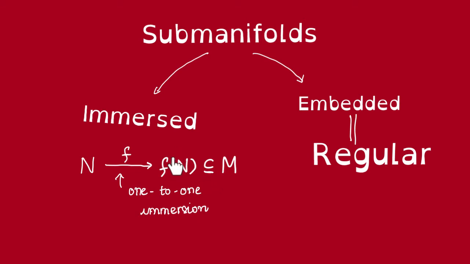If this image F(N) with the subspace topology, not this induced topology, is actually homeomorphic to N under this map, then we call F(N) an embedded submanifold. So in terms of maps, we can think of an embedded submanifold as also a one-to-one immersion, but with the additional condition that it is a homeomorphism onto its image, where its image is equipped with a subspace topology. It turns out that all embedded submanifolds are regular submanifolds, i.e. they are locally cut out by coordinate functions. But we'll discuss that a bit later. For now, let's look at some examples.